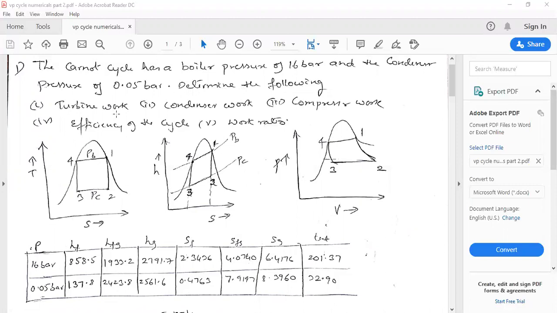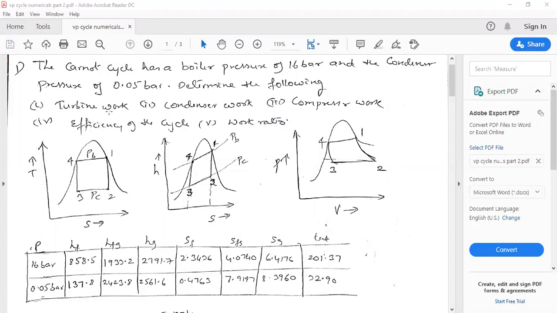Determine the following. So we need to find out the turbine work, condenser work, compressor work, efficiency and work ratio. So let us go back. Let's see what the Carnot cycle is. Here 1 to 2 is the isentropic work done in the turbine. 2 to 3 is isothermal and also constant pressure heat rejection in the condenser. 3 to 4 is the isentropic compression or the pumping work, and 4 to 1 is the isothermal heat addition in the boiler.